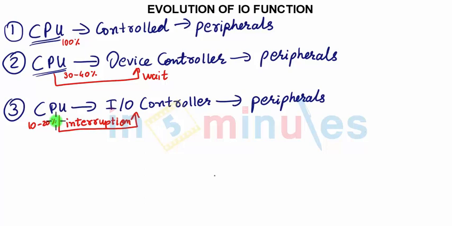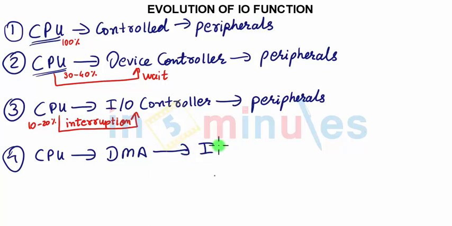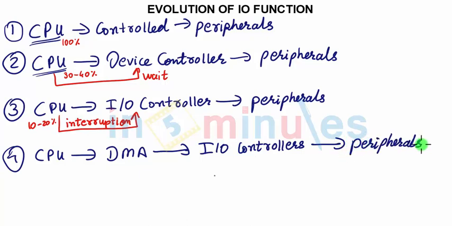They wanted to improve speed. So after the third option, evolution created a fourth option, which was the CPU with DMA, that is direct memory access, communicating with IO controllers, which communicate with peripherals. The basic idea behind this was fairly simple. The CPU would go to DMA, DMA would go to the IO controller, and the IO controller would go to the peripherals.